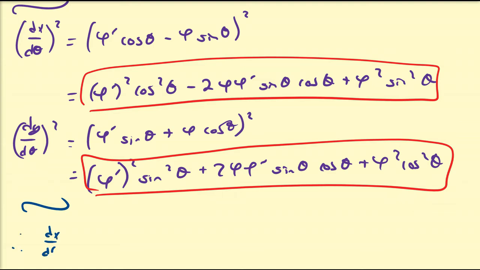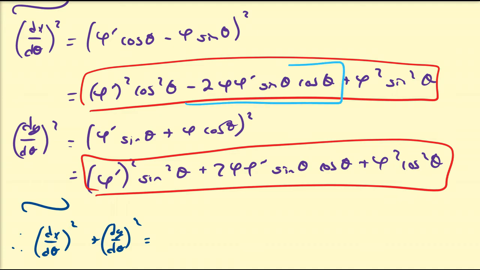So dx d theta squared plus dy d theta squared is equal to... it's very obvious when we add these two together, this term right here and this term right here are going to cancel, since they're the same thing, just opposite signs for all values of theta, right?